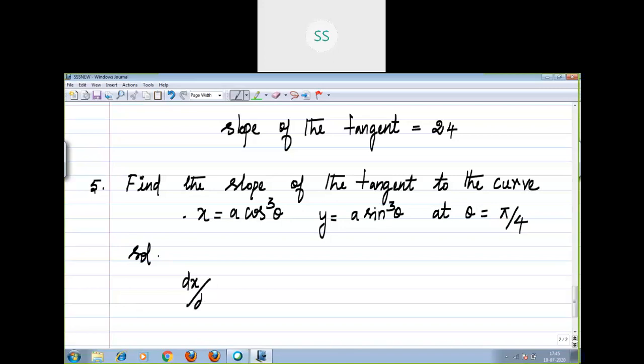dx by d theta. The slope of the tangent is nothing but dy by dx. But here you have dx by d theta, a is constant as such. First you should apply the power rule, right? The derivative of x power n. That means what is your trigonometry function? You see 3 into cos square theta. Imagine that your cos theta is x cube. X cube means how will you differentiate? 3x square. Then when you differentiate x, you will get 1.